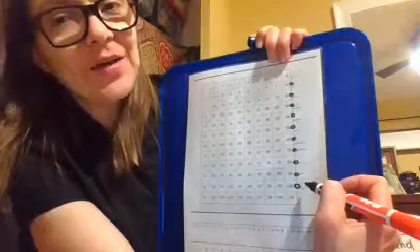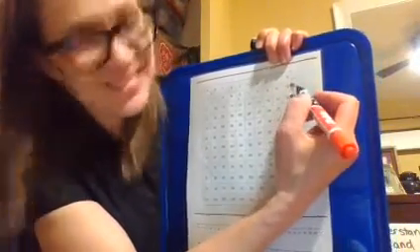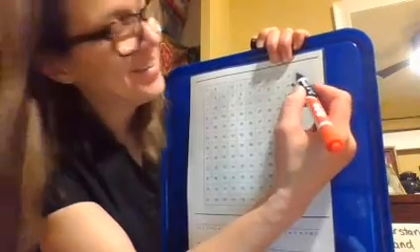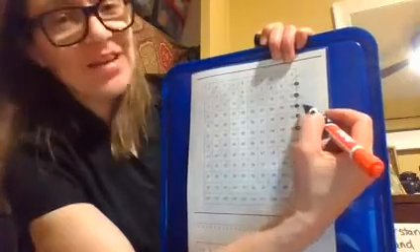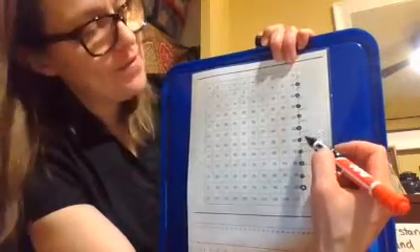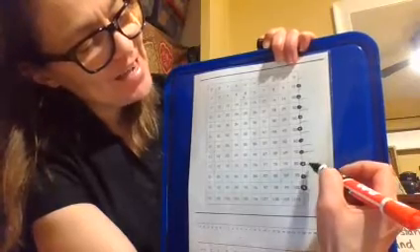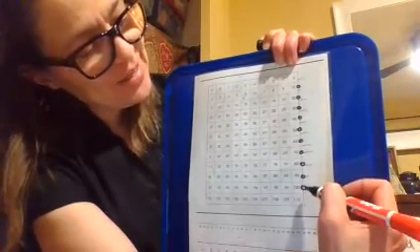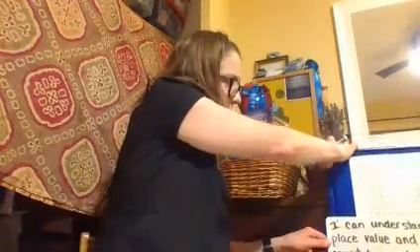Okay, so we're going to start at 0. We're going to count by hundreds to 1,000. Ready? 0, 100, 200, 300, 400, 500, 600, 700, 800, 900, 1,000. Great. Okay, and that's something you can continue to do. You can skip count every day.